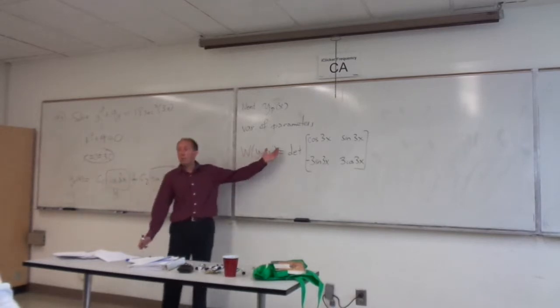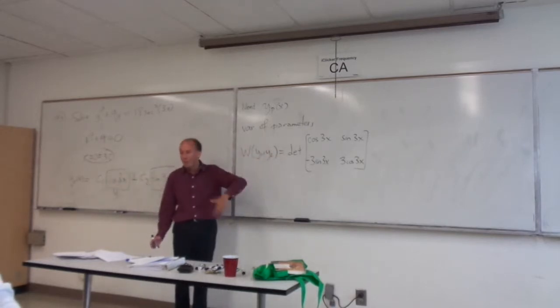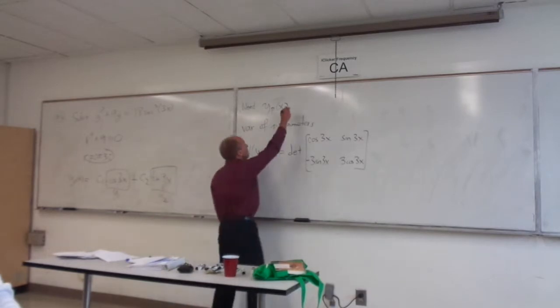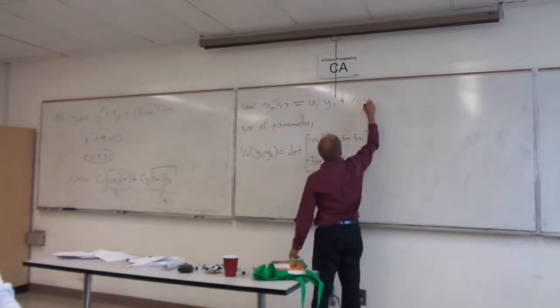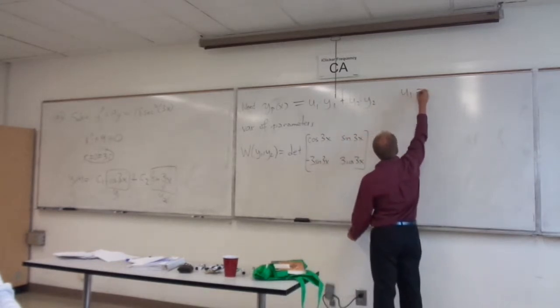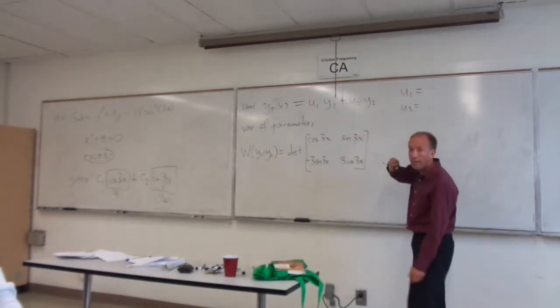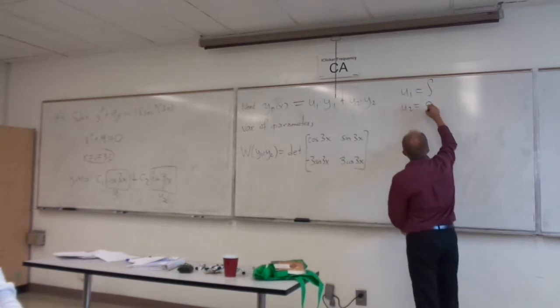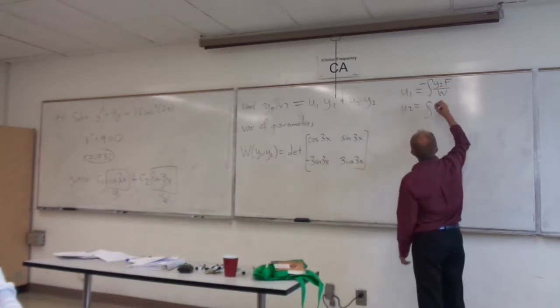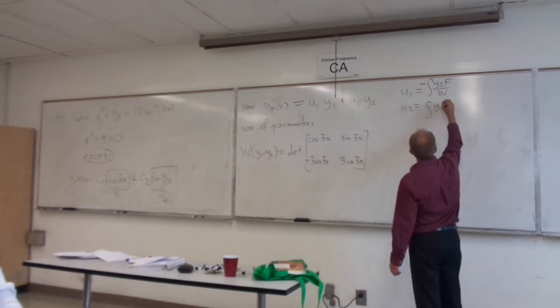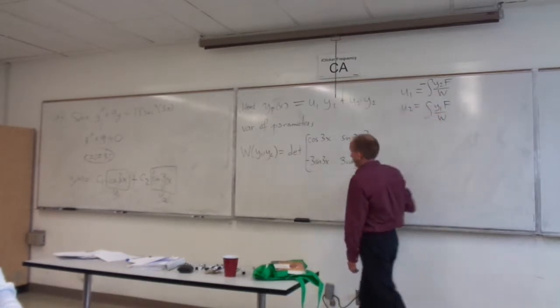But we also need this Wronskian because it goes in the formula for the particular solution. Remember the formula, u1y1 plus u2y2, and the u1 and the u2, we have to have these formulas down, right? They both involve integration. u1 is negative the integral of y2f over the Wronskian, and u2 is the integral of y1f over the Wronskian.